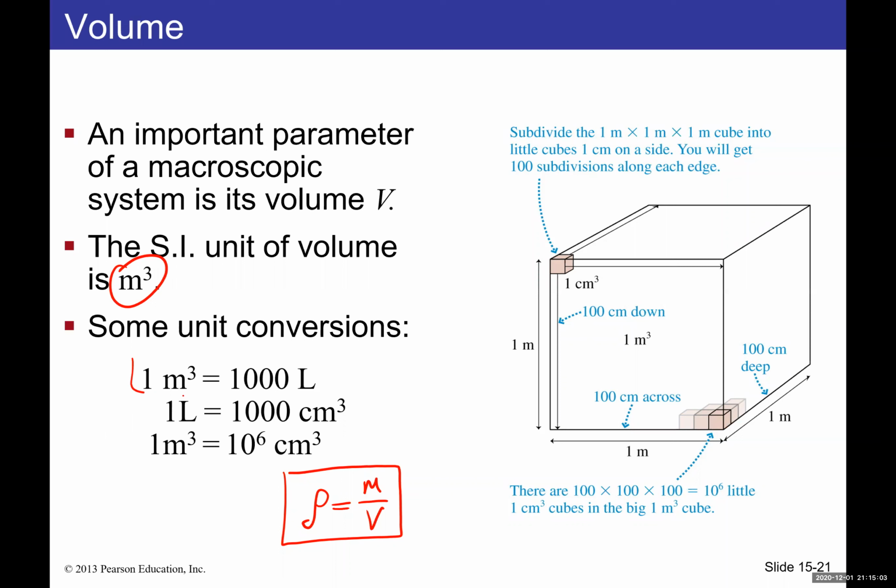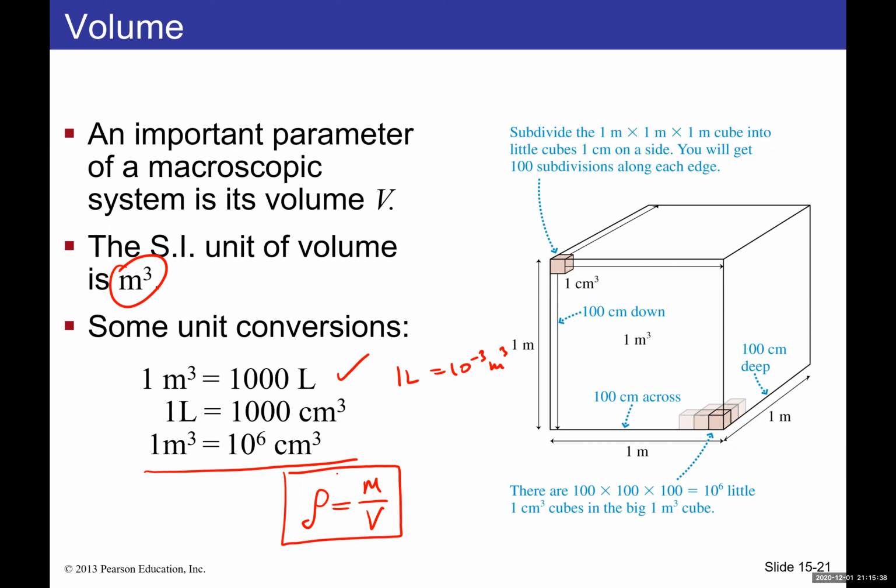Here are some conversion factors: 1 cubic meter is 1,000 liters, or you can say 1 liter is 10 to the negative 3 cubic meters. You can go back and forth. Or 1 liter is 1,000 cubic centimeters, and 1 cubic meter is 10 to the 6 cubic centimeters. So I always recommend, if you need to find the volume, convert everything into meters and use that to find the volume in cubic meters.